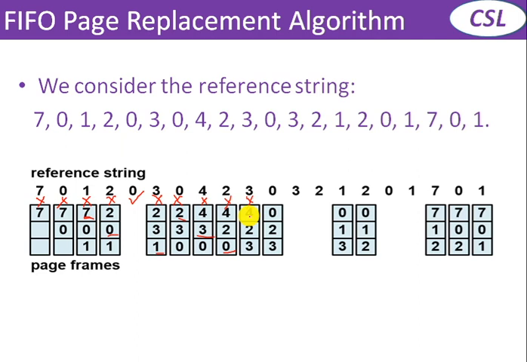Next request 0. Available are 4, 2, 3. So we need to replace. Which one is the oldest one? 4. So this is also one miss.